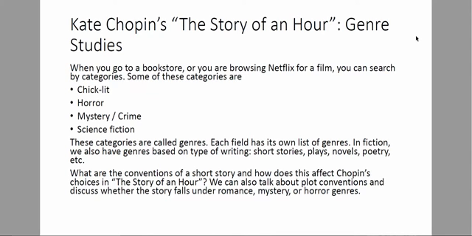So in fiction, we could have all those different categories: horror fiction, crime fiction, whatever. And we also have different types of writing, like short stories, plays, poetry. So we can look at Kate Chopin and talk about how it uses the conventions of a short story, and how it might include conventions from other types of writing as well. Or we can look at it in terms of, is it a romance? Is it a mystery novel? What genre does it fall under?